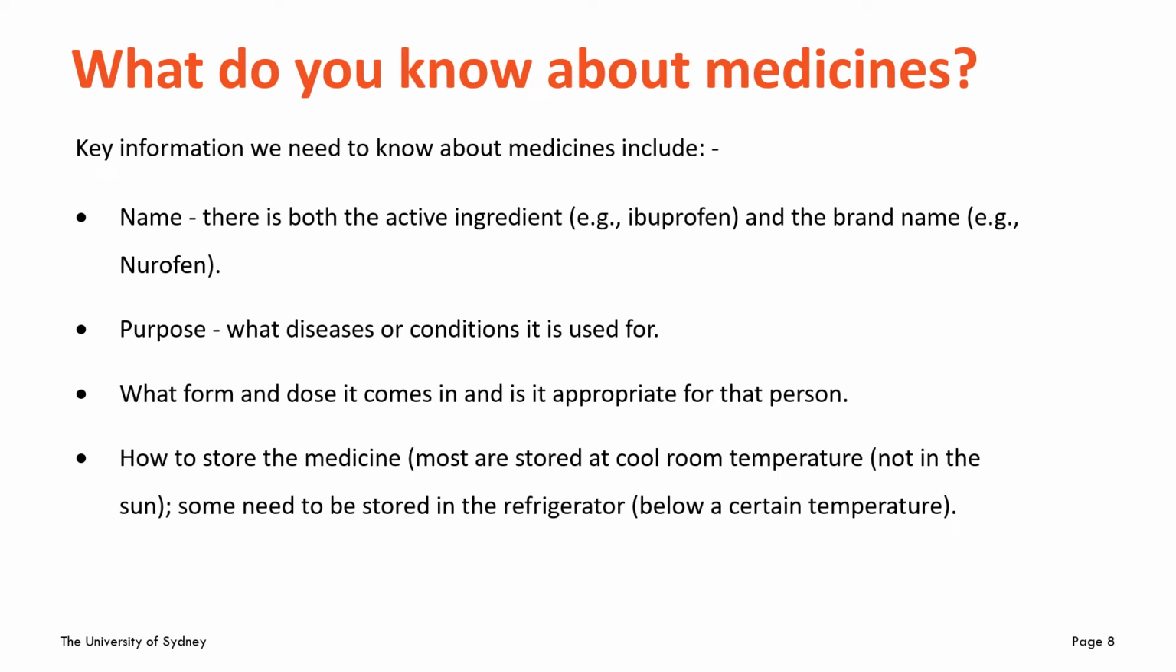So storage is important because we want to make sure that our medicines don't go off because they're stored under the wrong conditions. Most medicines are stored at cool room temperature, so under 25 degrees, and never directly in the sun because that can heat up and damage medicines. Some medicines have to be stored in the fridge, and that's because they have to be below 4 degrees centigrade.